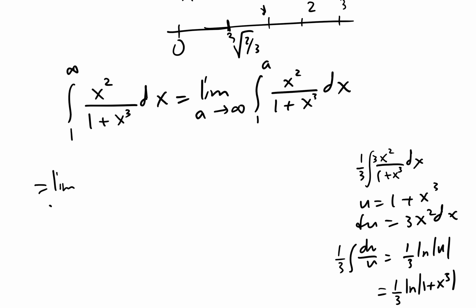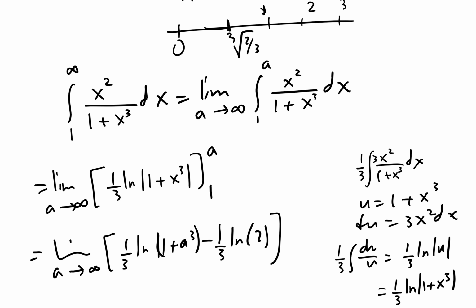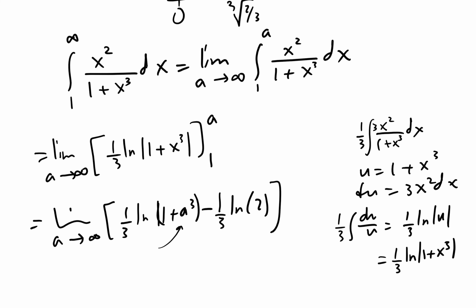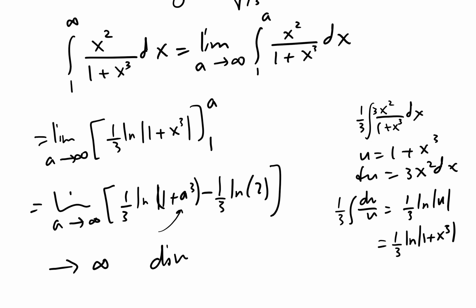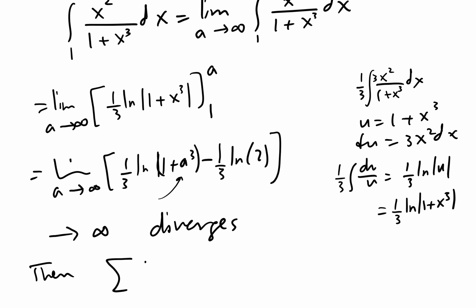Then we have the limit as a goes to infinity of the answer I just found for that integral from 1 to a. Substitute a in, you get 1/3 natural log of 1 plus a cubed, you don't need the absolute value, minus 1/3 natural log of 2. If you pass infinity in here, that will go to infinity, so it diverges. Since this one diverges, then we say the given series, which is n squared over 1 plus n cubed, also diverges, and you must specify which test was used: the integral test.